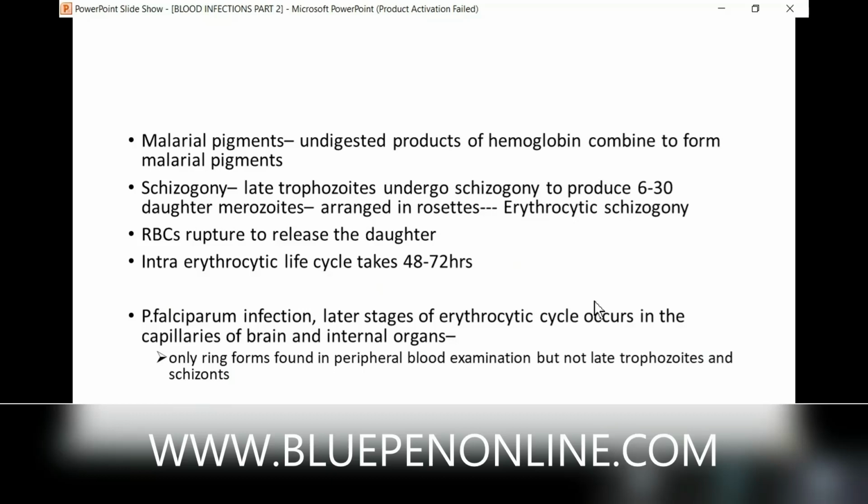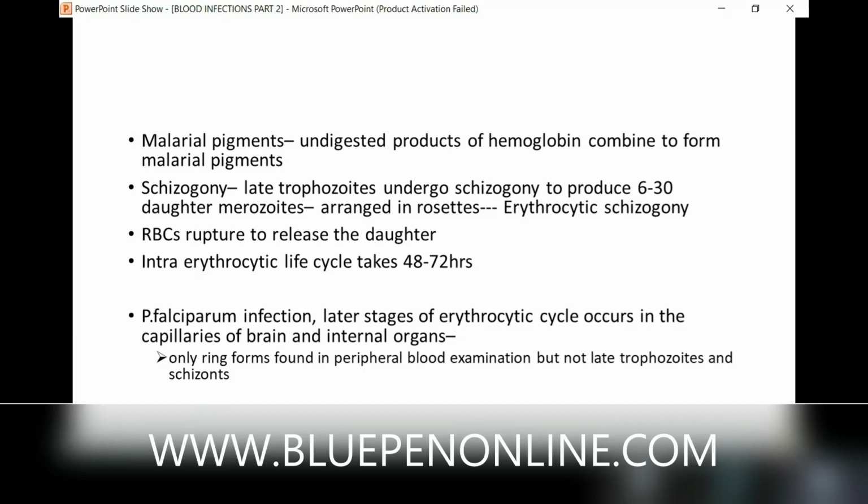During the end of this paroxysm, before taking any antimalarial drugs, you should take the blood sample at that time, because you will find merozoites in the blood sample and you will be able to detect the malaria parasite. Then in Plasmodium falciparum infection, the later stage of the erythrocytic cycle occurs in the capillaries of the brain and the internal organs.